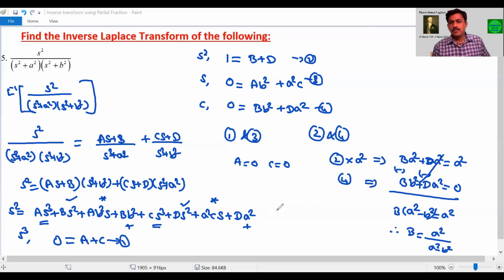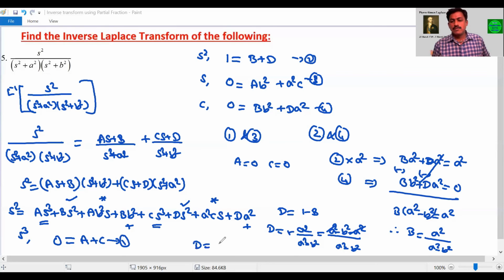If you substitute, you will get our d value, that is d equal to 1 minus b. So d equal to 1 minus a square divided by a square minus b square. If you cross multiply, you get a square minus b square minus a square, divided by a square minus b square. The a square gets cancelled, so therefore our d value is minus b square divided by a square minus b square.